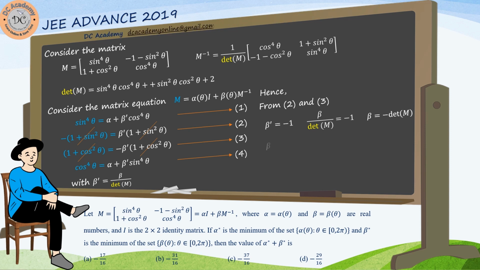Now we notice that if we go ahead, what is beta? Beta is equal to the determinant, and the determinant of M is already calculated.